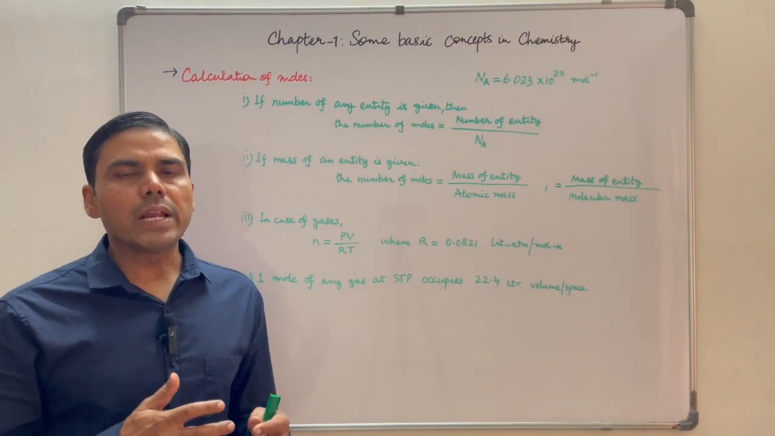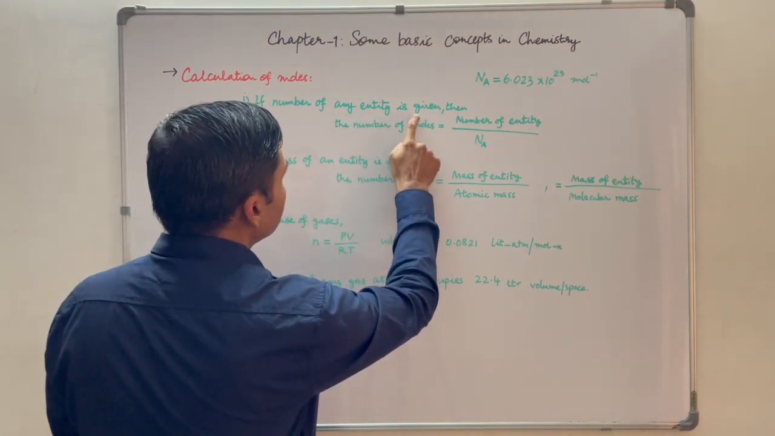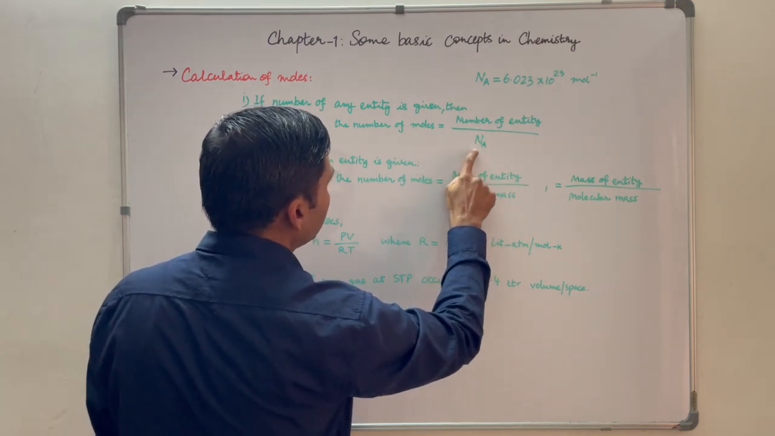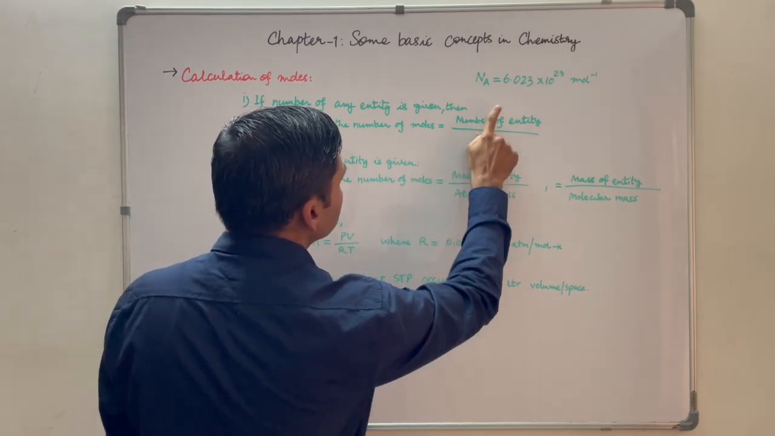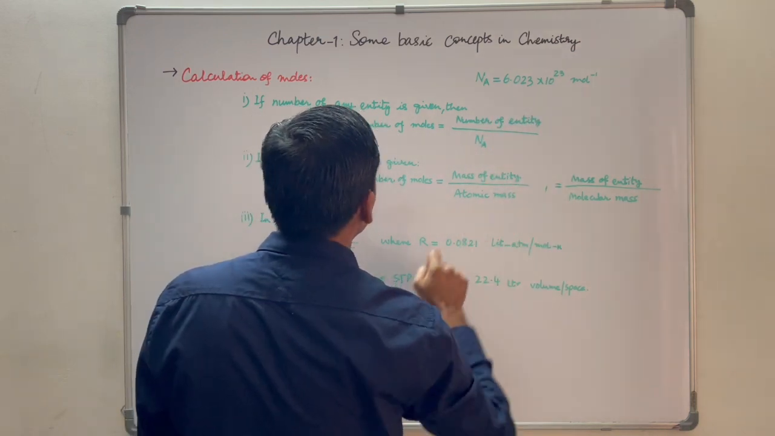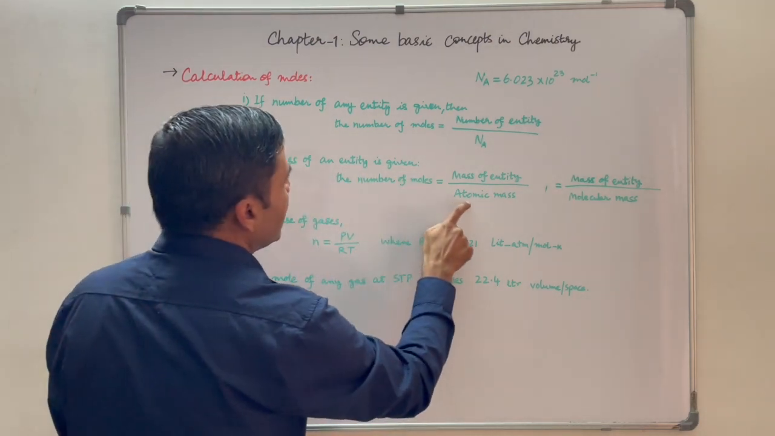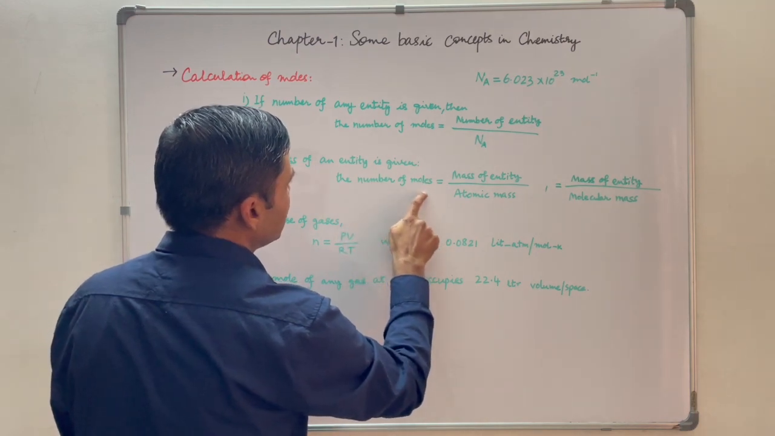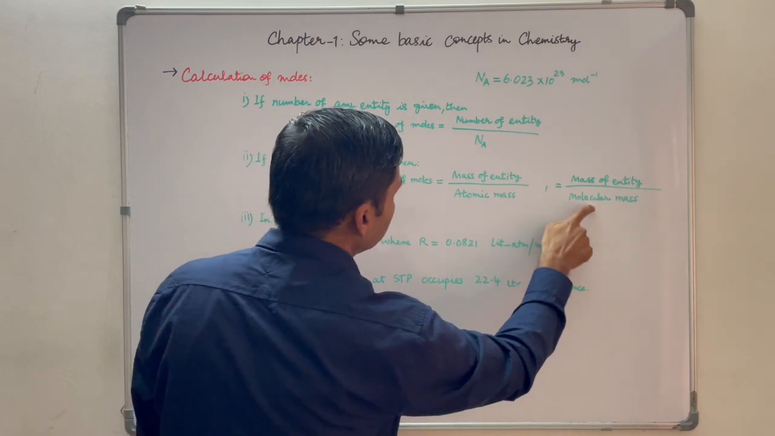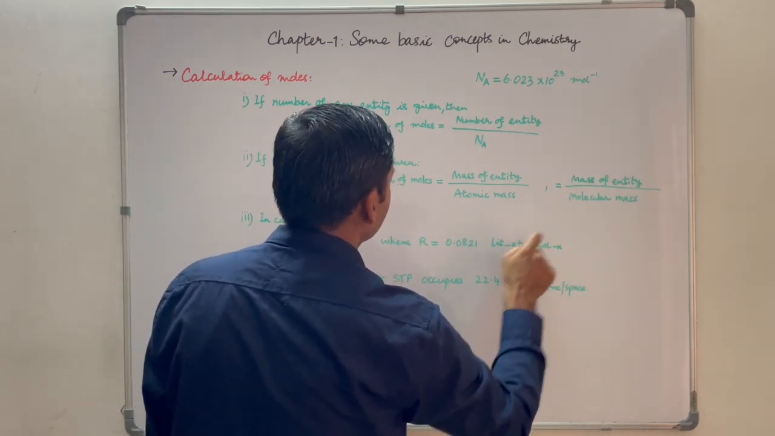Now let us see how to calculate the number of moles. If the number of any entity is given, then number of moles is equal to number of entities upon Na. Na is the Avogadro constant. Its value is 6.023 into 10 to power 23 per mole. If the mass of an entity is given, suppose the mass of atoms is given, then number of moles is equal to mass of entity upon atomic mass. If the mass of molecules is given, then number of moles is equal to mass of entity upon molecular mass.